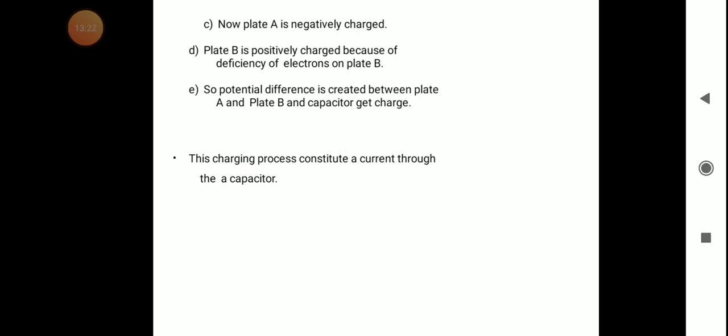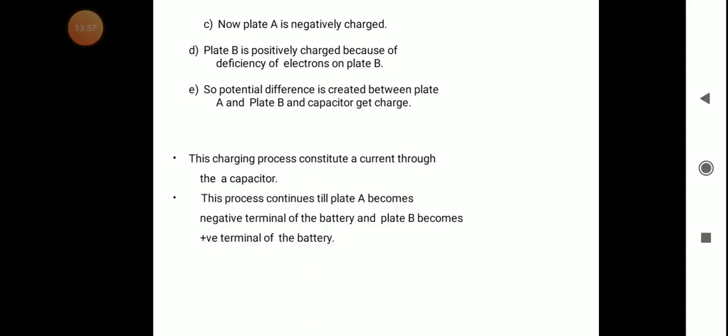So a potential difference is created between plate A and plate B, and the capacitor gets charged. In this way, the energy of the applied voltage is stored on the capacitor plates A and B. This charging process constitutes a current through the capacitor, as we mentioned.